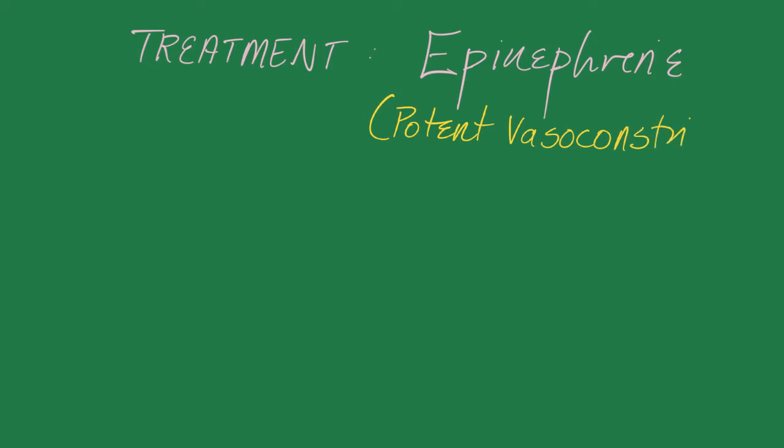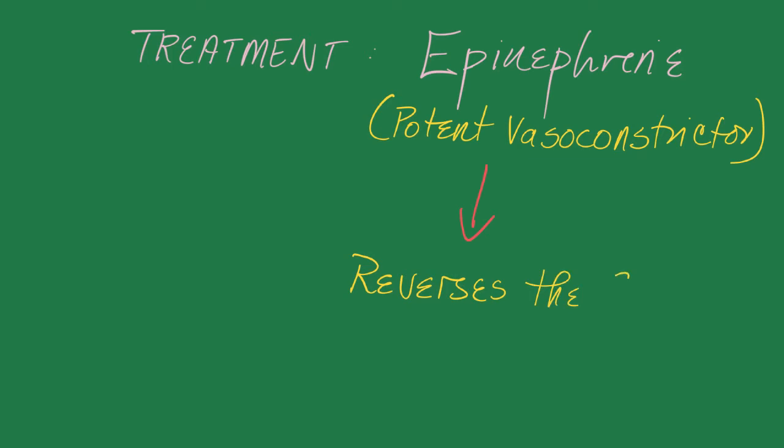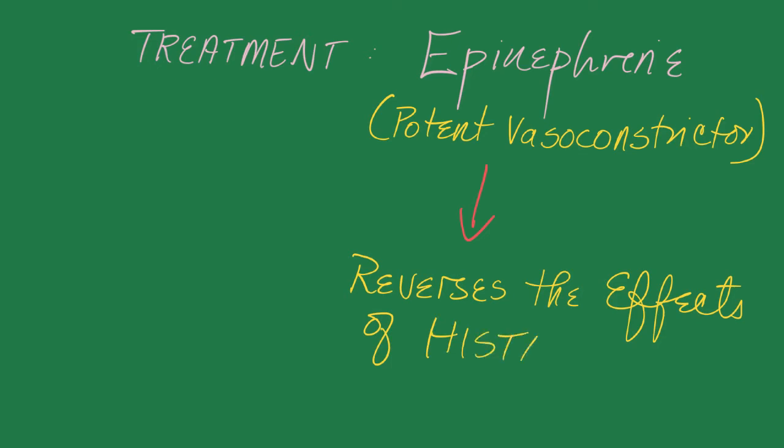If you remember, histamine causes vasodilation, epinephrine causes vasoconstriction. So it opposes the effect of histamine and it brings things back to homeostasis. It goes back to the normal blood pressure, and blood can now be pumped to all parts of the body. So it reverses the effects of histamine and brings the blood pressure back to normal.